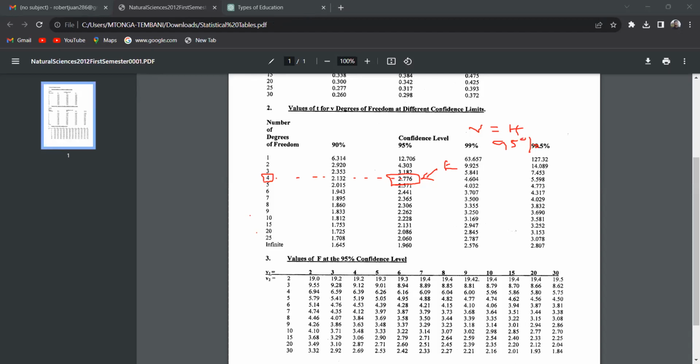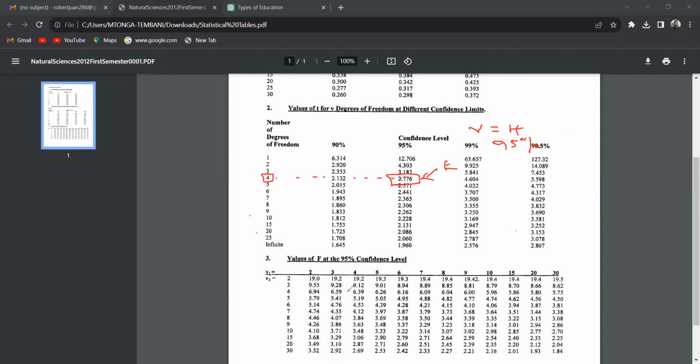So now let's proceed. This is how you use this confidence limit level table. You just use it to get your T. If your n is 3, then your V will be 2. Again, you check which percentage you are working with, whether it is 95 or 99, then you get your T from there. That's the T you replace in the equation.